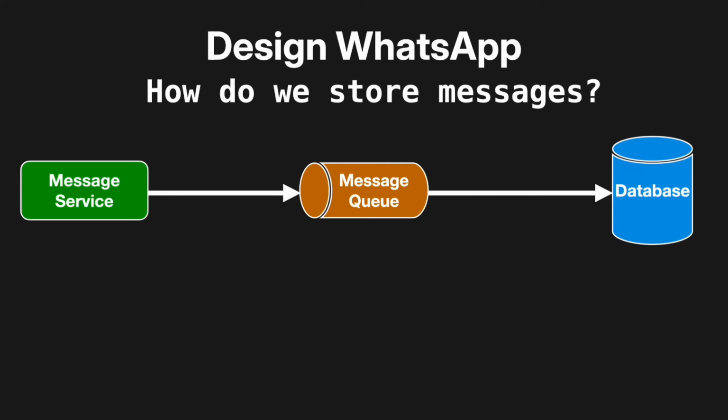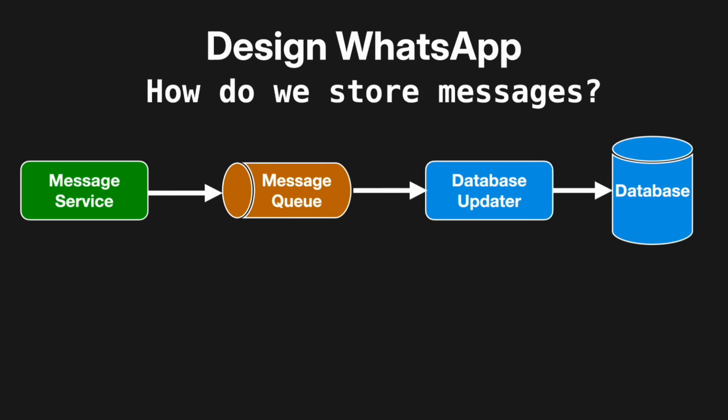From here, we can use a database updater, a concept we derived earlier, to pull messages from the queue and write them to the database. But unlike the newsfeed system where the focus was primarily on read optimization, messaging requires quick writes as well, which is why we'll likely be using a NoSQL database, which can handle high write throughput and scale horizontally.